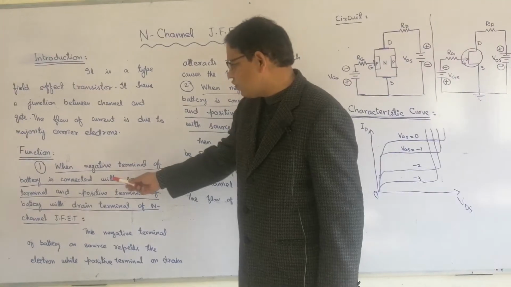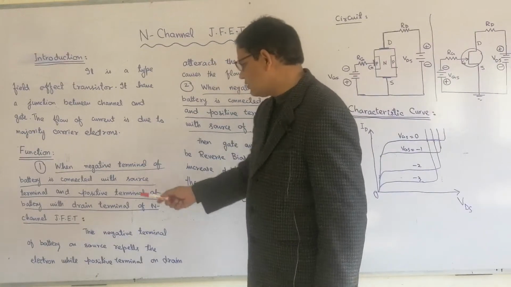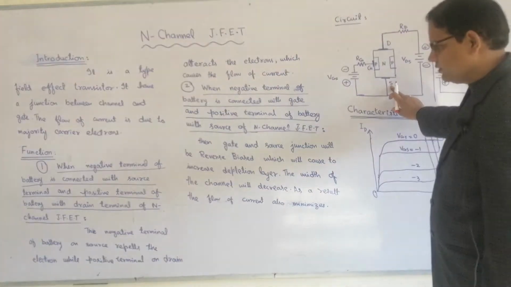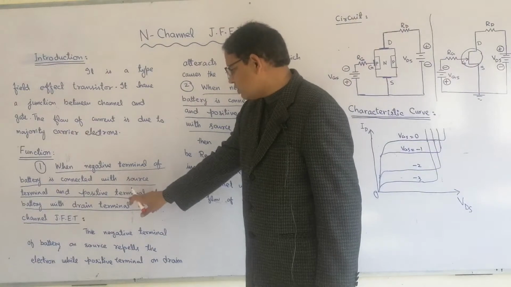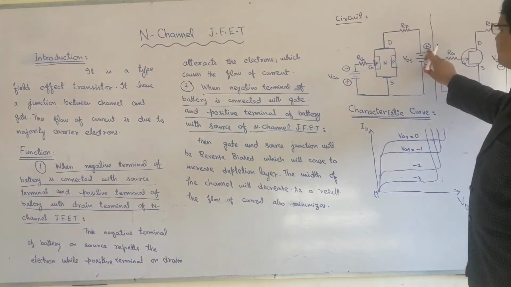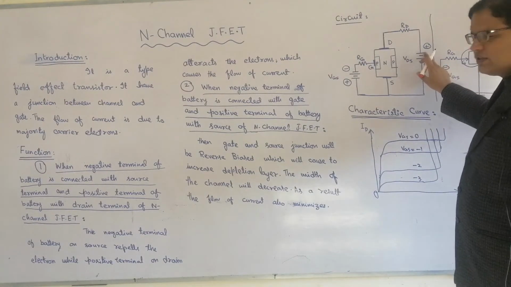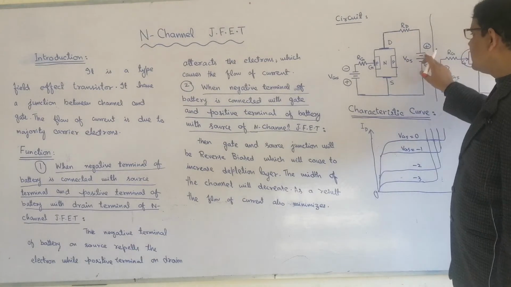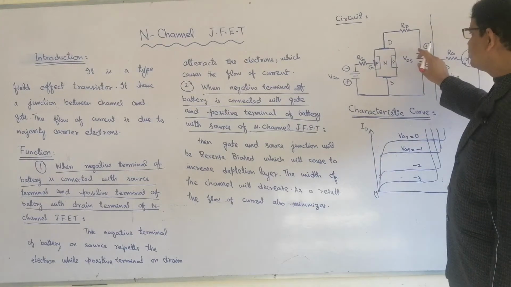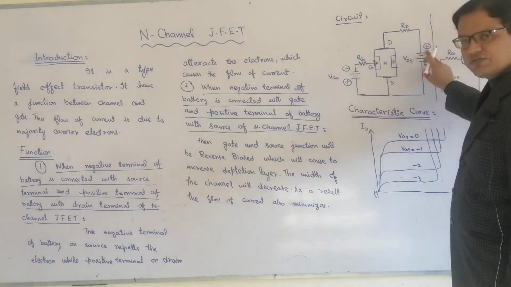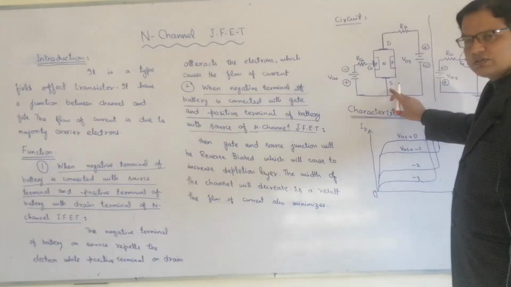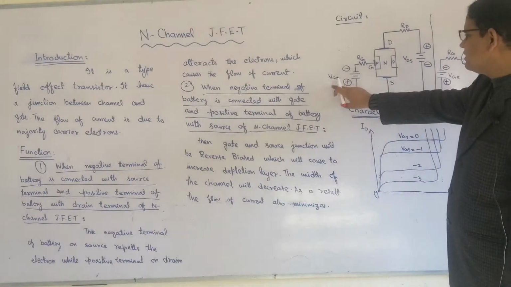When the negative terminal of the battery is connected with the source, and the positive terminal of the battery with the drain terminal of the N-channel. Here you are watching that this is the positive terminal of the battery. The name of the battery is VDS, simply across these two terminals. So the drain is connected with the positive terminal of the battery VDS, and the negative terminal is connected with the source. And the gate is always connected with another battery.